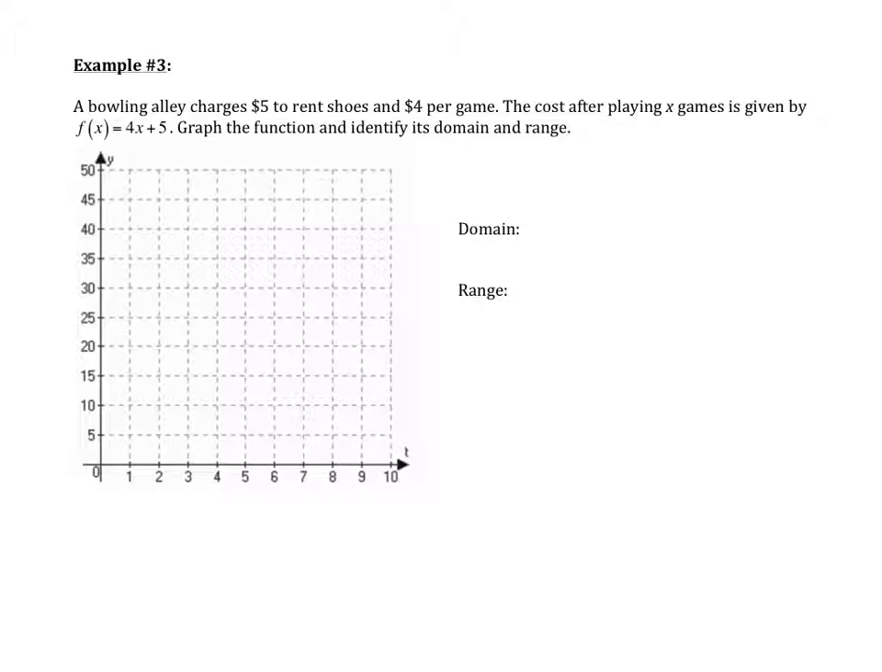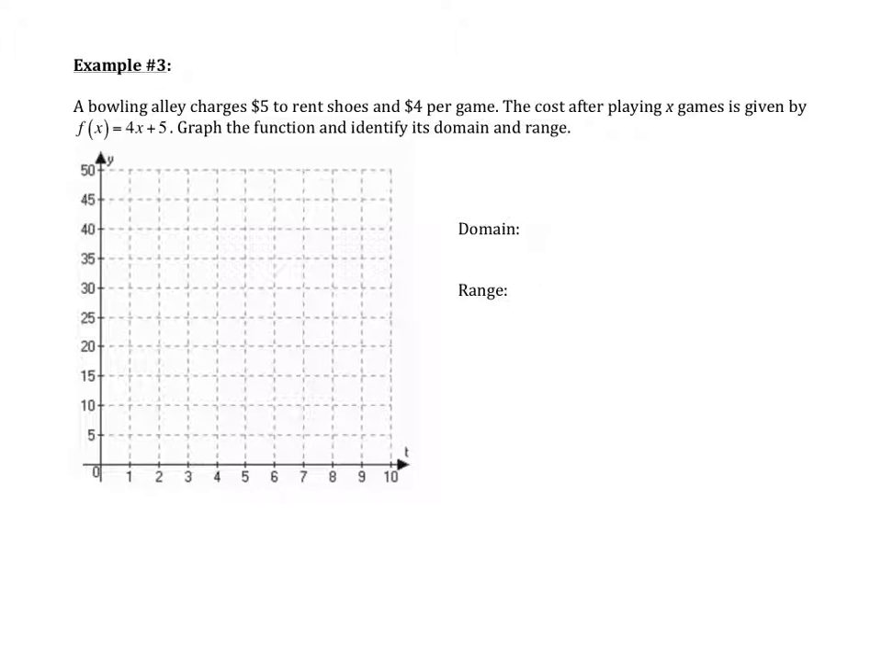The problem asks to graph the function and identify its domain and range. Notice I only gave you the option of graphing in the first quadrant because our x value represents the number of games. It doesn't make sense to have a negative number of games. And the y value, which in this case is f of x, represents the total cost. We will never pay a negative number for cost, so it didn't make sense to show the negative y-axis. So again, it only required the first quadrant to graph this.